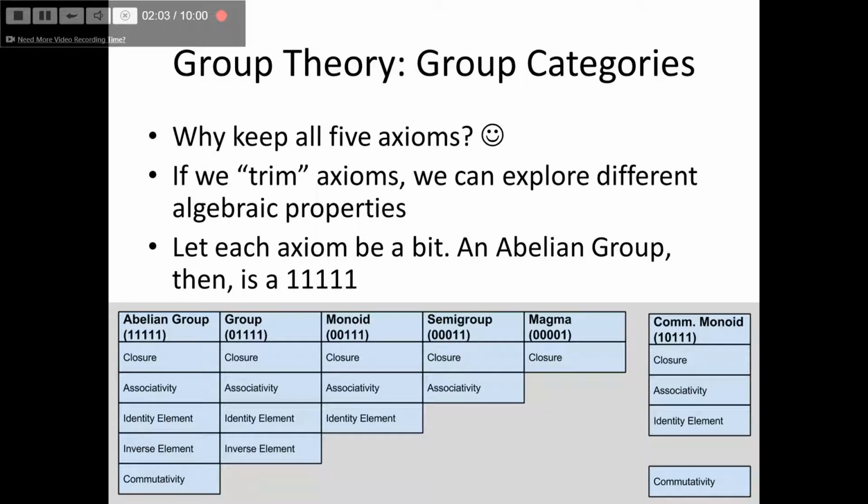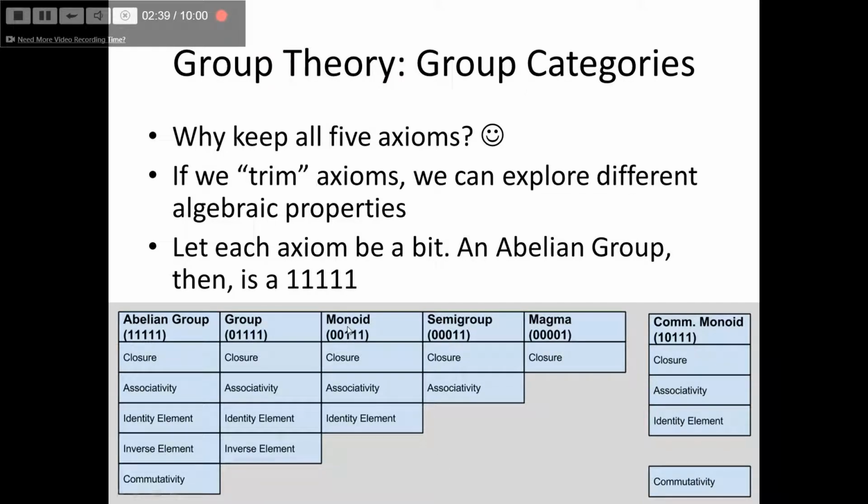Now, what's so special about these five axioms? Can we have a group that has instead four axioms? It turns out that the answer is yes. So let's define each axiom as a bit to simplify our taxonomy somewhat. An abelian group then is a 5-bit string, 11111, and we can define 32 different combinations of axioms, 2 to the 5th, right? And I've reproduced 6 of the more common group categories here, with their bit strings and their common names.